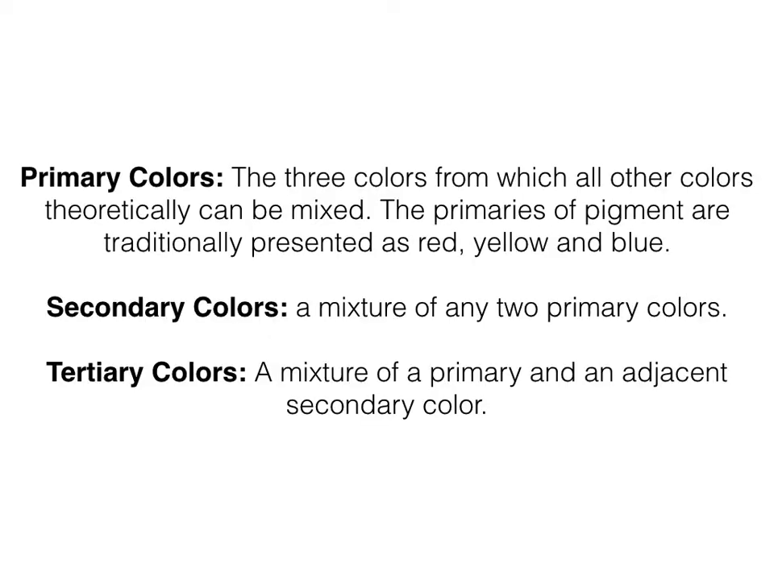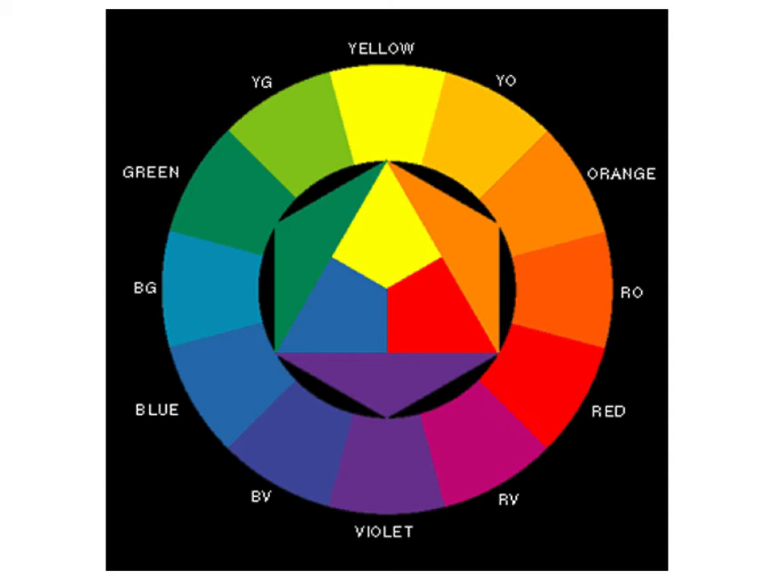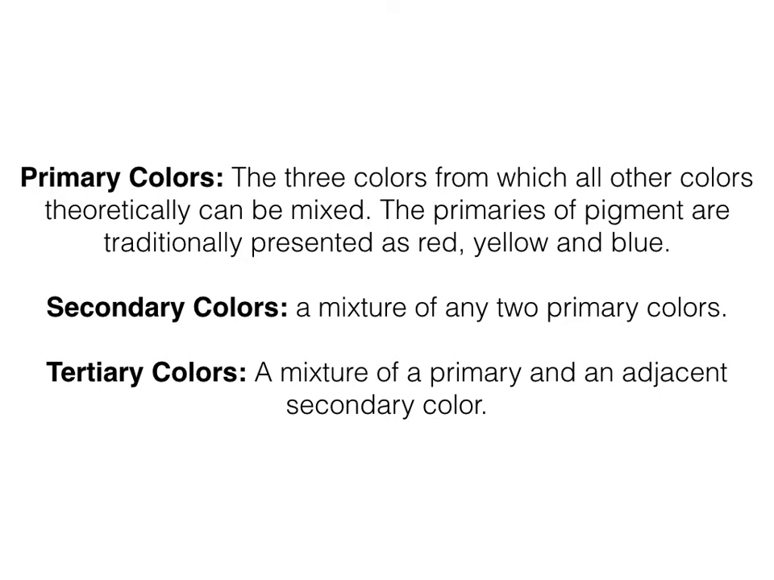All right, so there's three kinds of distinctions of colors in the color wheel. The first colors that you're going to be working with are primary colors, the three colors from which all other colors theoretically can be mixed. The primaries of pigment are traditionally presented as red, yellow, and blue. So that's what we're going to be working with today. You're going to have red, yellow, and blue paint, and then you're going to be mixing those to make all the other colors. So in this color wheel right here, you can see the inner triangle is red, yellow, and blue.